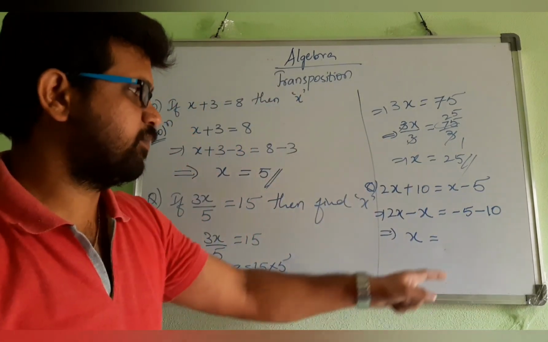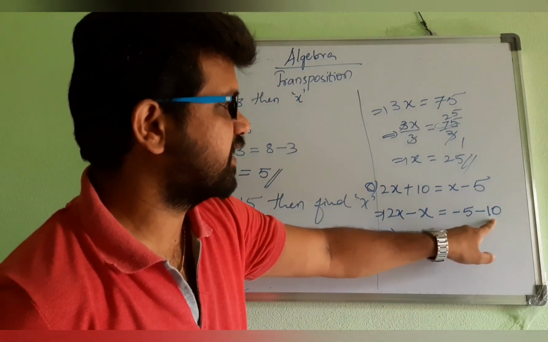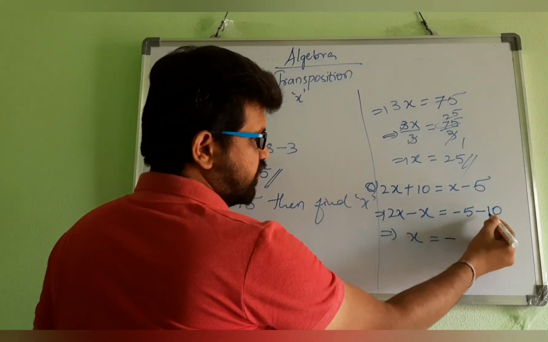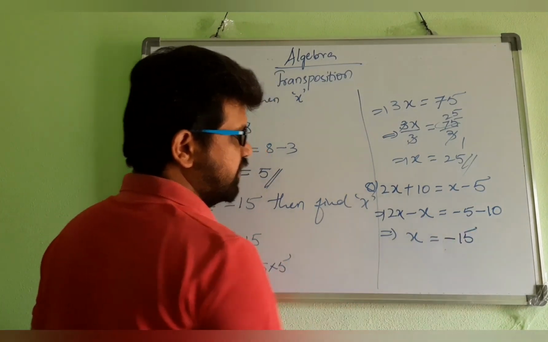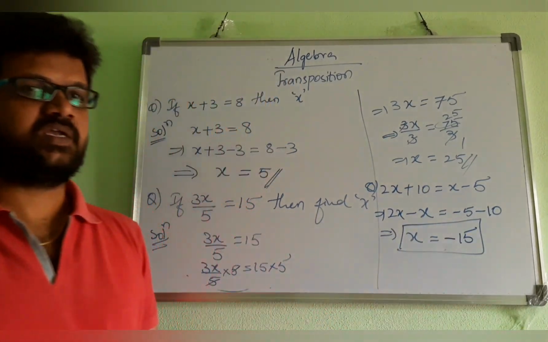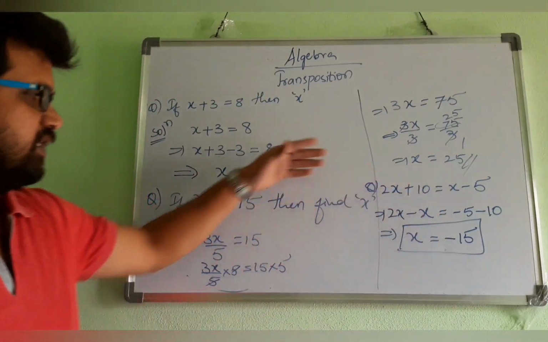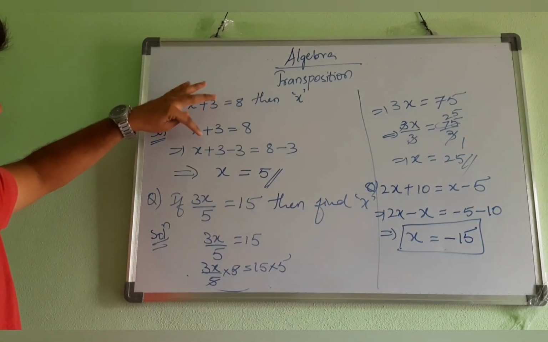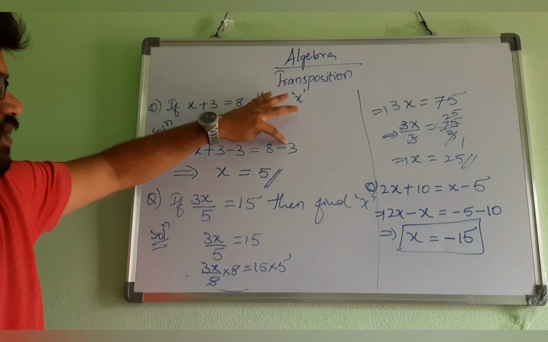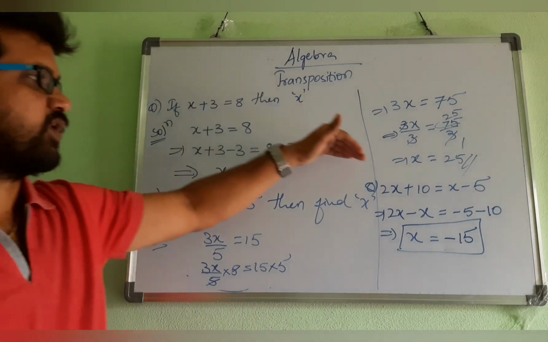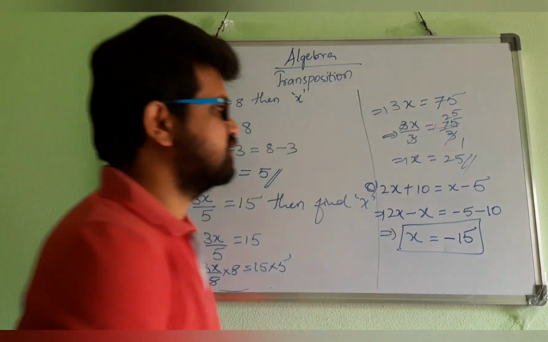Previously we did that basic concept. Minus 5 minus 10, both are negative, so we get negative. 5 plus 10 is 15. So x is equal to minus 15. In higher sections we do it like this. To understand, because x plus 3 is equal to 8, we subtract 3 from both sides. That is for small children. Okay, you can understand it, and from higher sections we can do this.